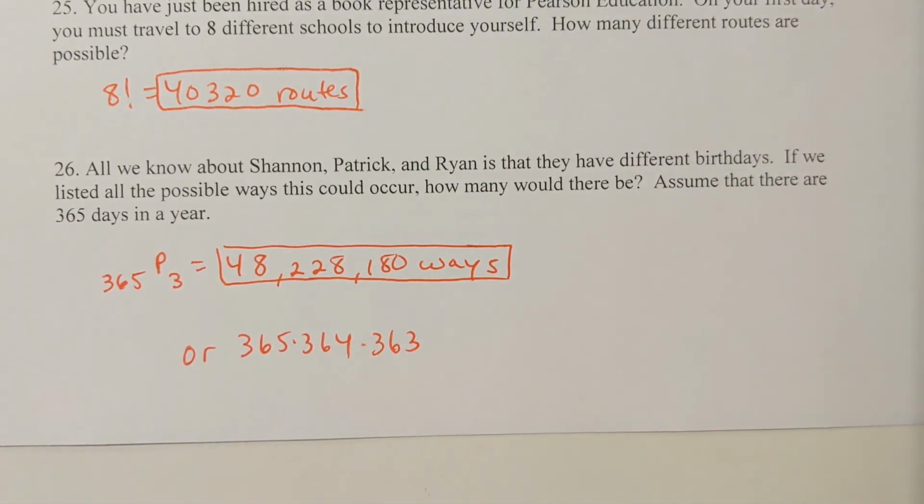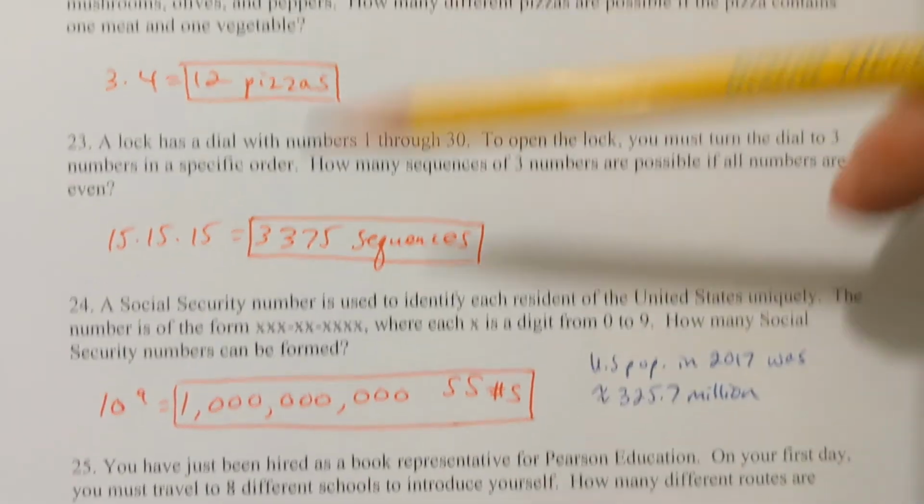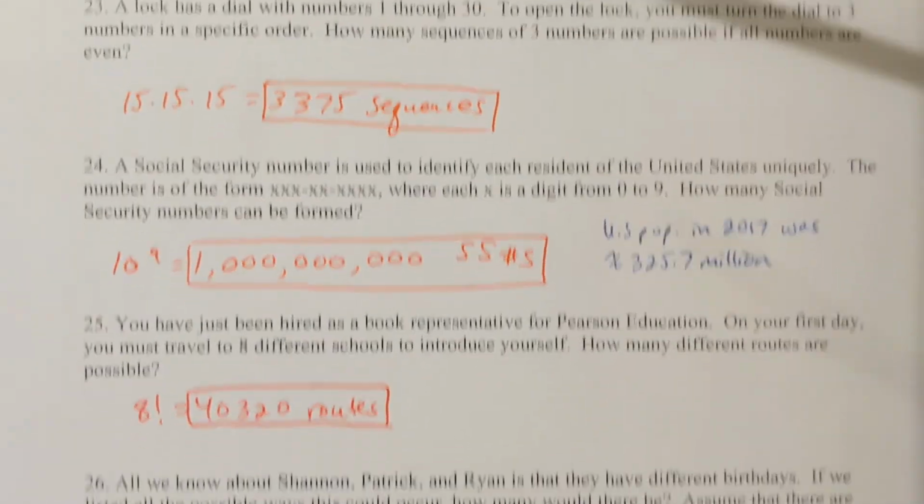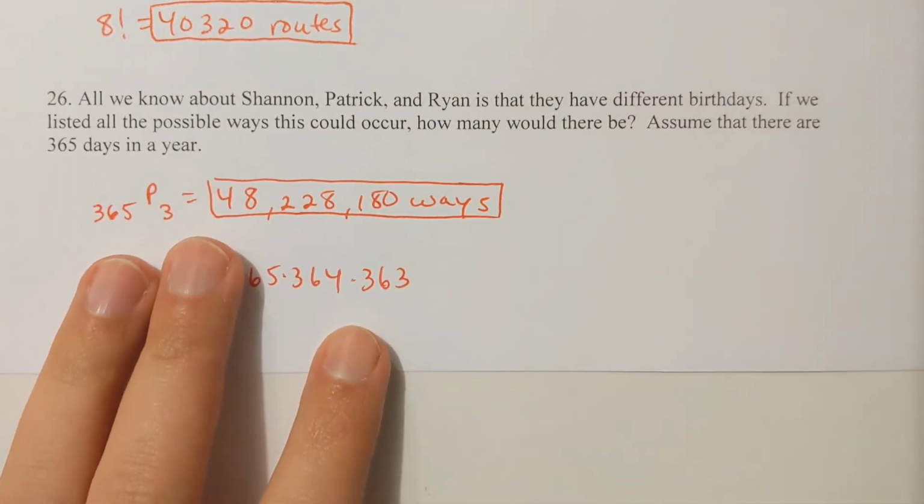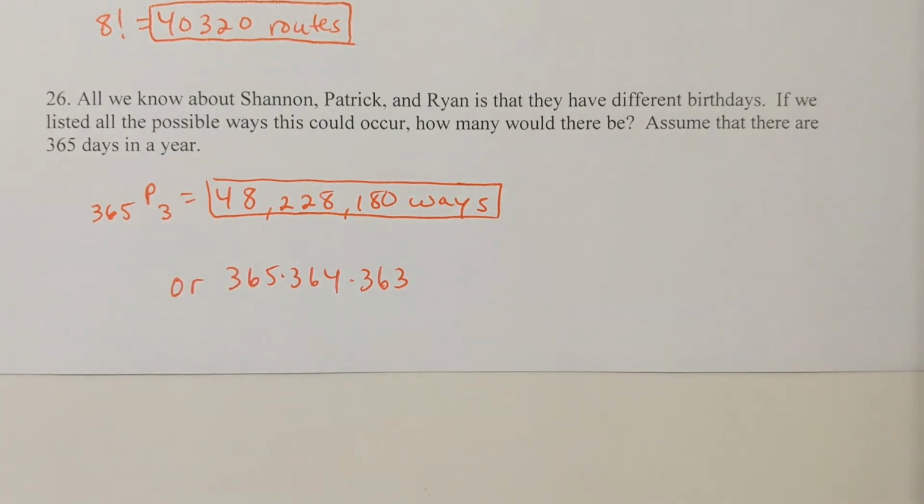Problem 26, and by the way, notice how all of these problems say nothing about permutations and combinations. But for problem 26, all we know about Shannon, Patrick, and Ryan is that they have different birthdays. If we listed all the ways that this could occur, how many would there be? Assume that there's 365 days in a year, so we're not dealing with a leap year or anything like that.